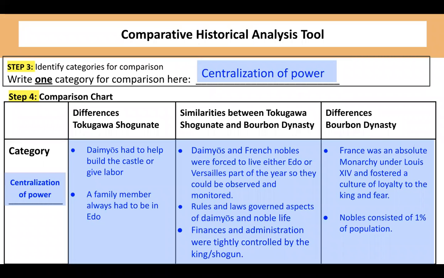Some similarities between them: the daimyos and French nobles were forced to live in either Edo or Versailles part of the year so they could be observed and monitored. That was definitely one way to centralize, control, and monitor these nobles. And there were rules and laws that governed aspects of daimyo and noble life. So while they were trapped there, they also had to live in certain ways. And finances and administration were tightly controlled by the king and the shogun. So they really had a lot of control over what the nobles could do, but also how money was spent in their respective empires.